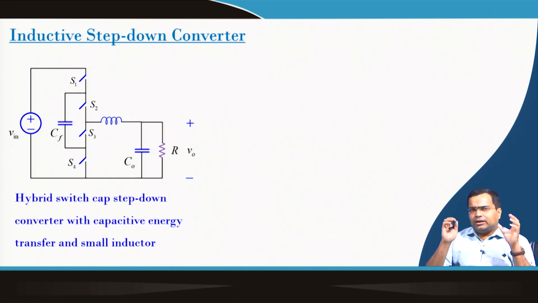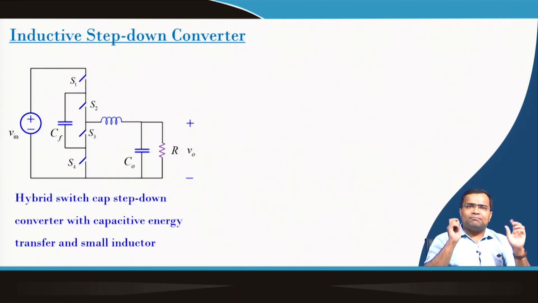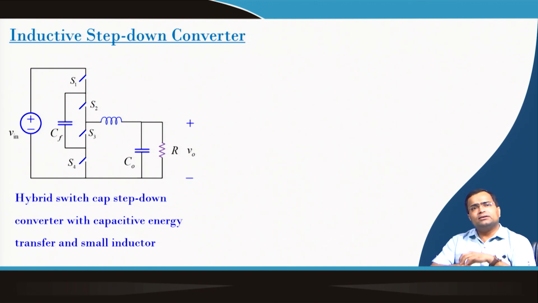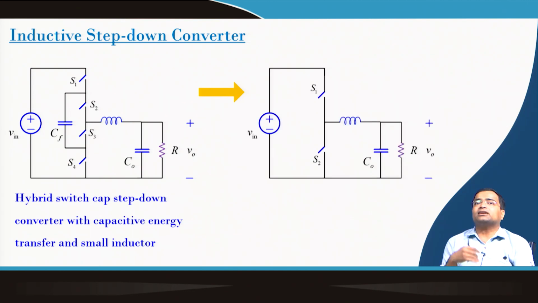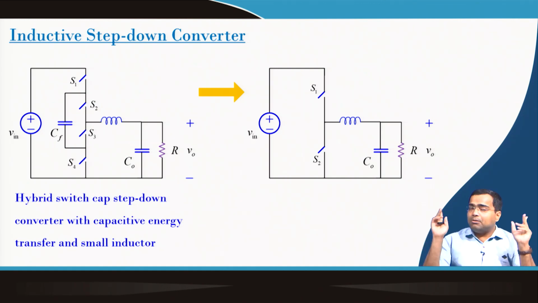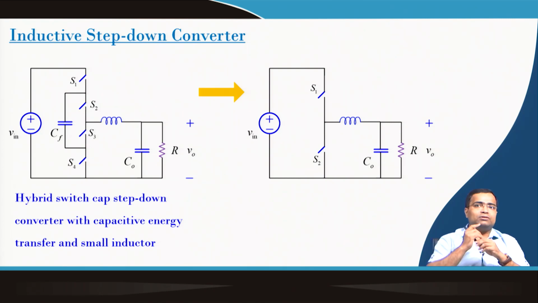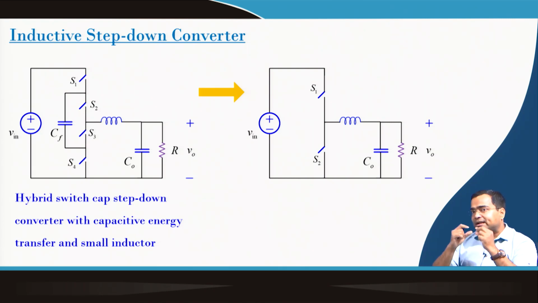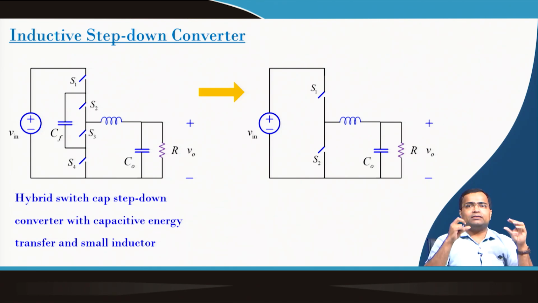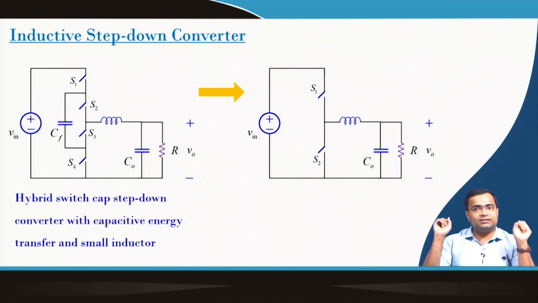Now, here we need 4 switches, 1 flying capacitor, and 1 inductor. If we replace this primary energy transfer element with an inductor, and remove the flying capacitor, then simply 2 switches are enough. But in this case we have to keep in mind that the inductance value will be higher, to maintain the ripple within an acceptable limit.